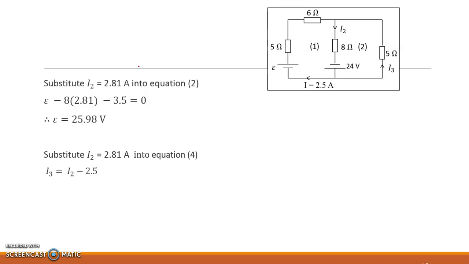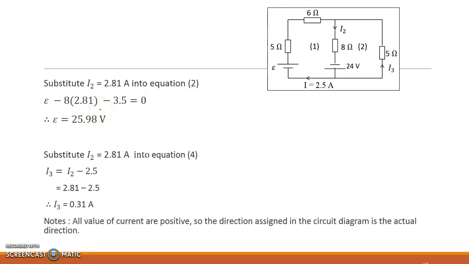And the last one, since we already have I2 and also EMF1, we can substitute the values into equation 4. Then you will get I3. So that's the final answer for the unknown values in this circuit. Since all the values of current are positive, thus the direction assigned in the circuit is the actual direction. So at first, maybe the question just assumes the direction of current. But at the end, we get all the values for current are positive. So this is the actual direction of current in this complex circuit.